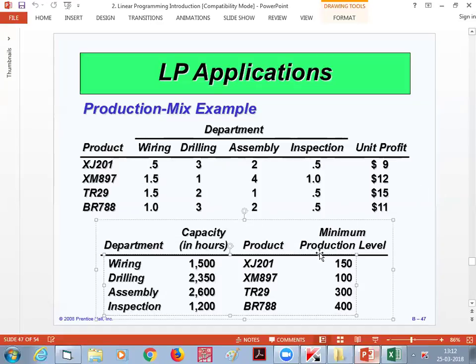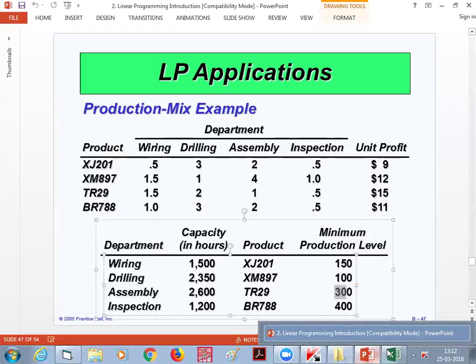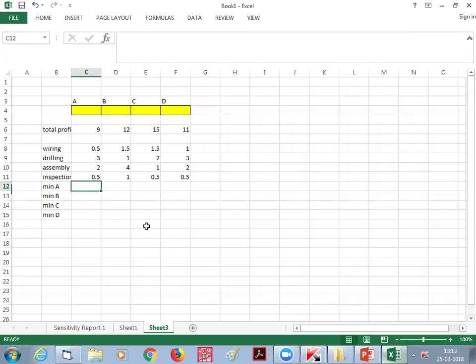But these minimum production levels mean that x1 has to be greater than or equal to 150. x2 has to be greater than or equal to 100. x3 has to be, so each variable has to be greater than or equal to that. So that will look like an identity matrix here. Right? So we're saying that x1 has to be greater than or equal to 150, x2 has to be greater than or equal to, and so on. Okay? And now we can form our constraints functions.